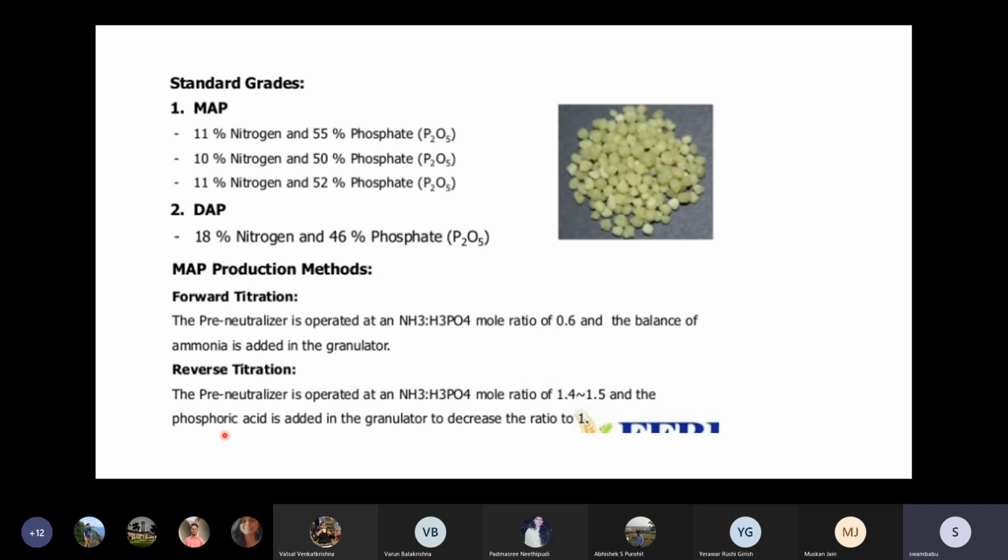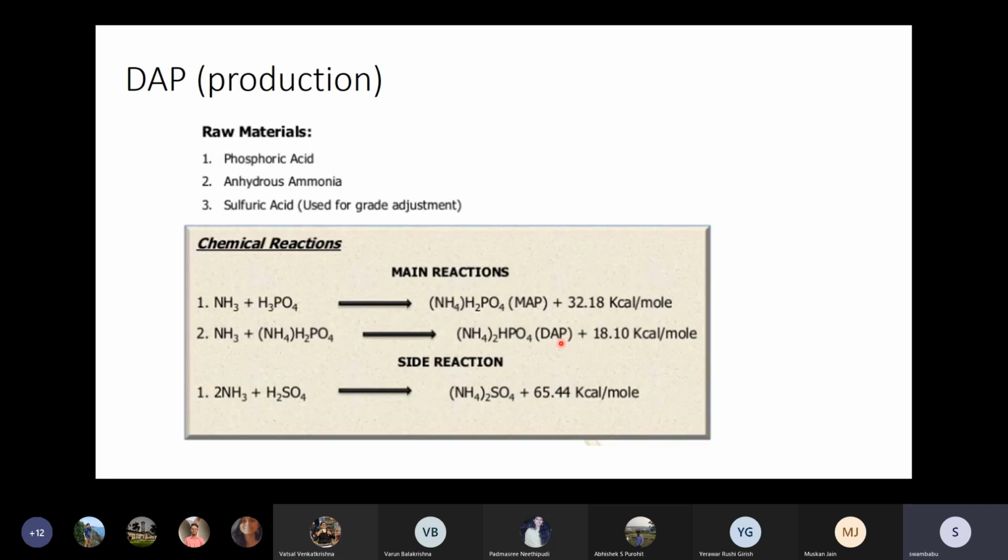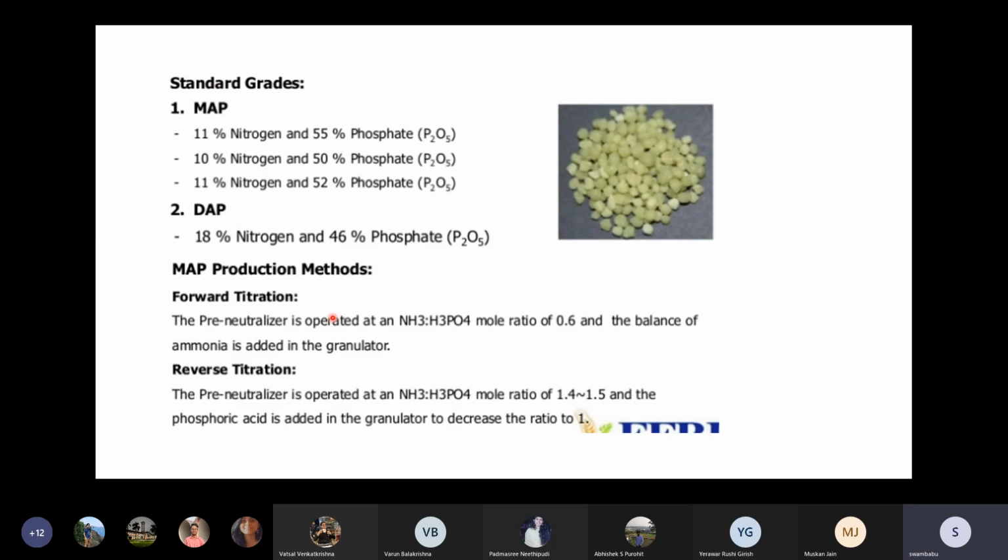So there are two things in the DAP production. This is called the pre-neutralizer. That is ammonia and phosphoric acid at a ratio of 0.6. In stoichiometric ratio, we need a 1:1 ratio. But instead of doing that, they do it a different way. They do the pre-neutralizer, that is ammonia with phosphoric acid at a ratio of 0.6, and the balance of ammonia is added in the granulator. Rather than complete neutralization, they add the remaining ammonia in the granulator.